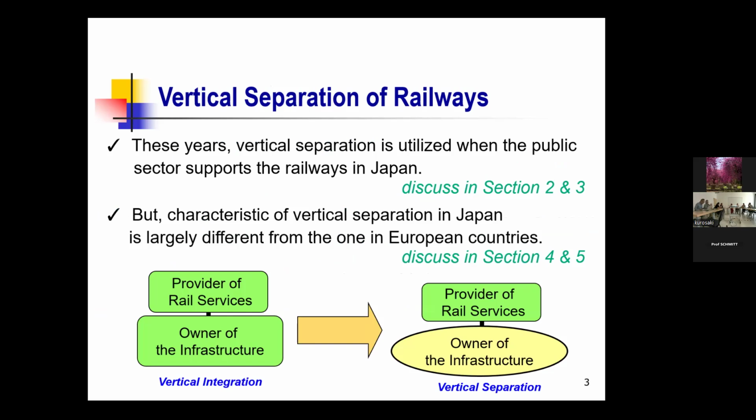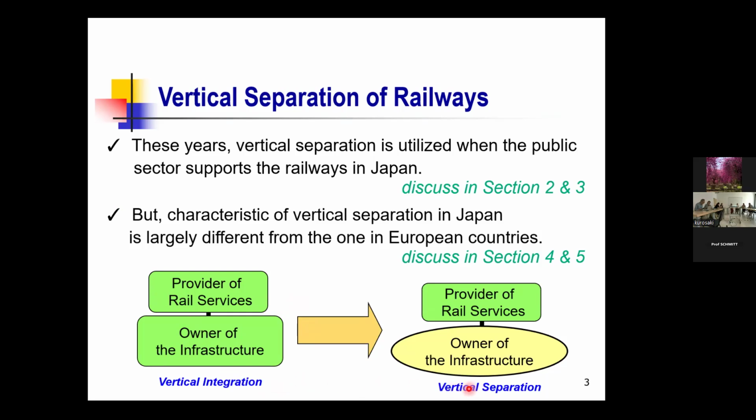Before starting, I will explain what vertical separation of railways is. As the figures on the slide show, when the provider of railway services and the owner of the infrastructure are the same, we define it as vertical integration. In Japan, most of the railway companies are operated by this type of vertical integration.